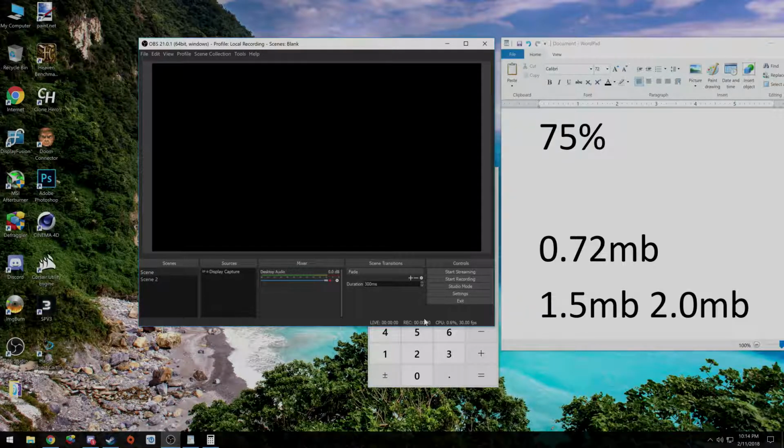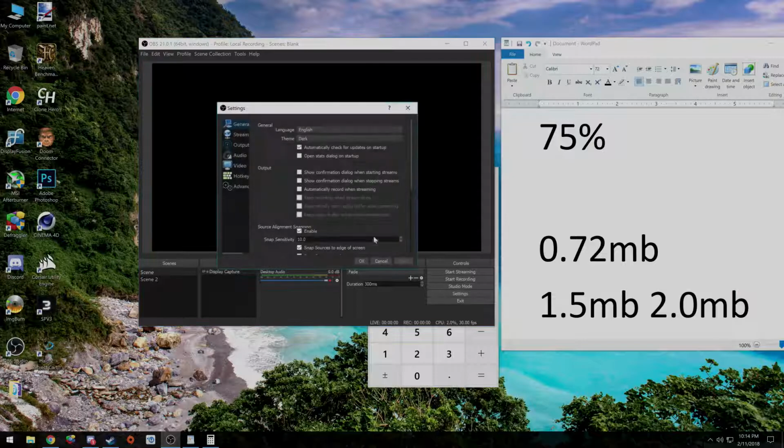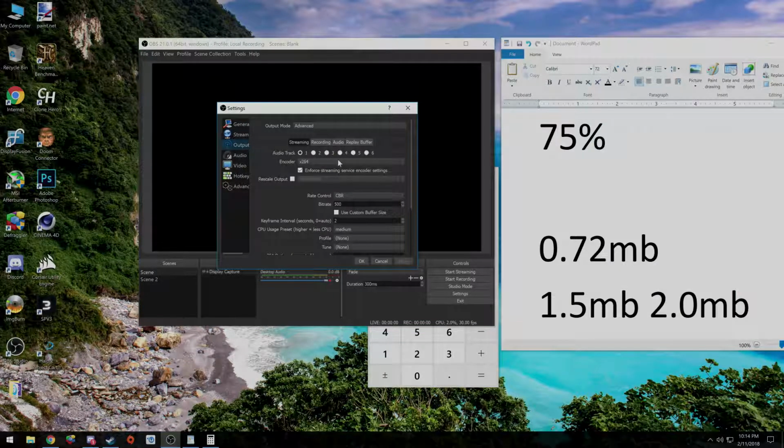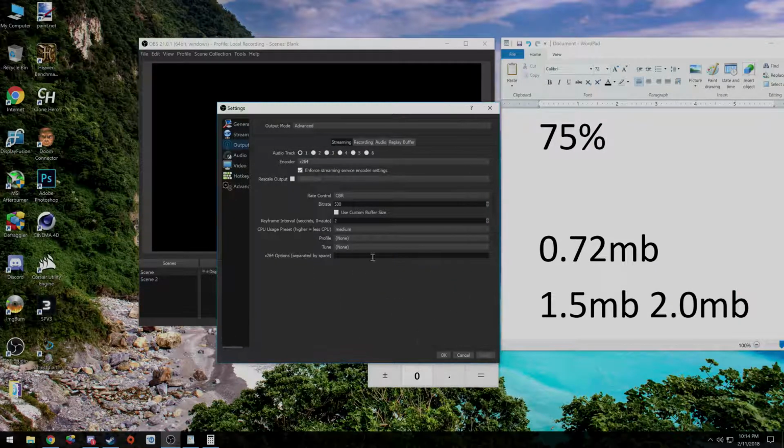And then I play. But make sure you use game capture instead of display capture. Do not use that. It's terrible. Display capture is horrible. It will kill your frames. And that's pretty much it.